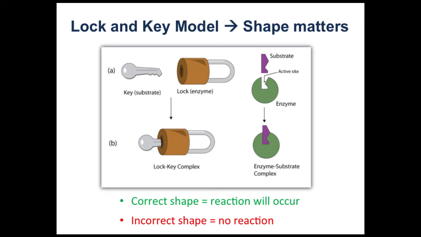Of course, does every single key fit into every single lock? No. It's all about the shape. Shape matters. One specific key is cut to fit one specific lock. And that's just how enzymes work. Active sites have specific shapes that fit specific substrates. If the shape is correct, the reaction will occur. If the shape is incorrect, no reaction will occur.